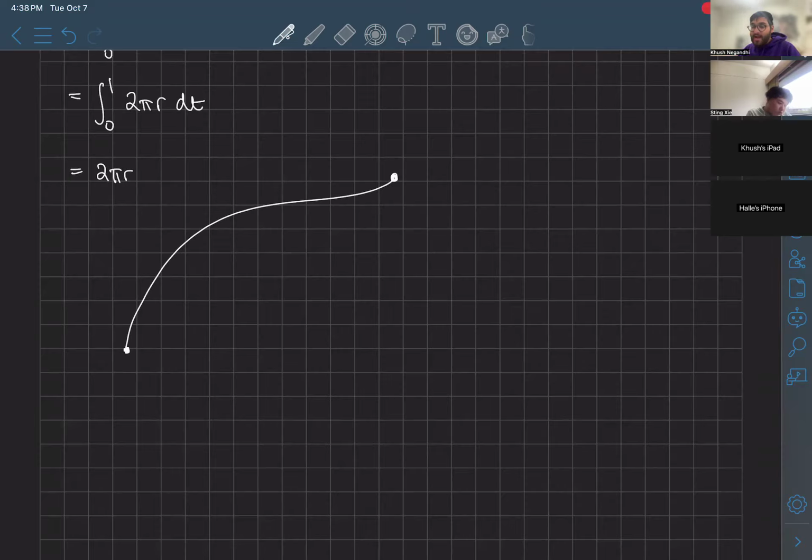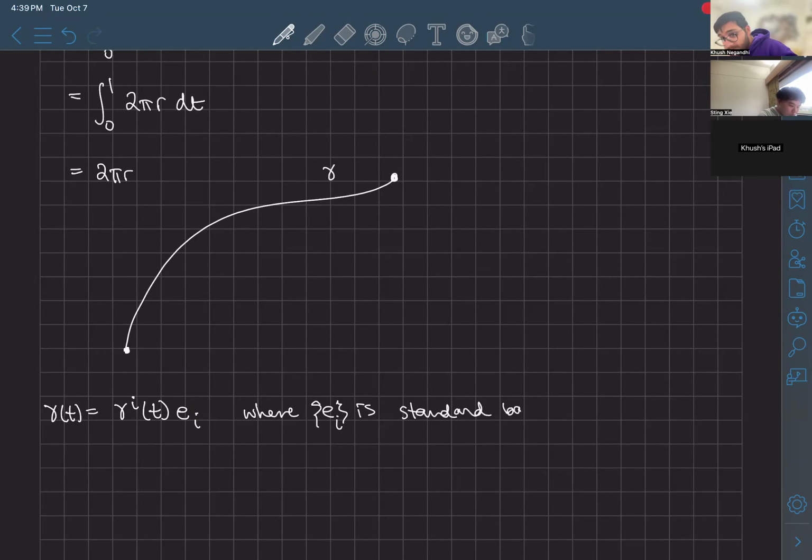And now we can ask what is the length of this curve, right? Again, if I have gamma of t, I've drawn it in two dimensions, but it doesn't have to be in two dimensions, right? It could be in n dimensions. And so to say this, we use our usual e_i, where e_i is the standard basis of R^n.